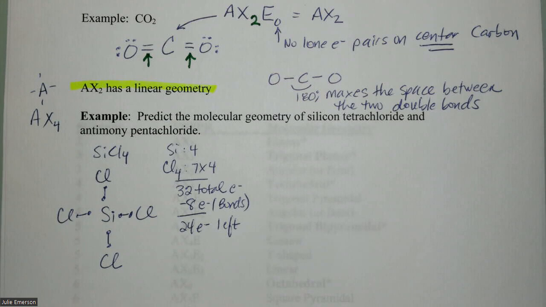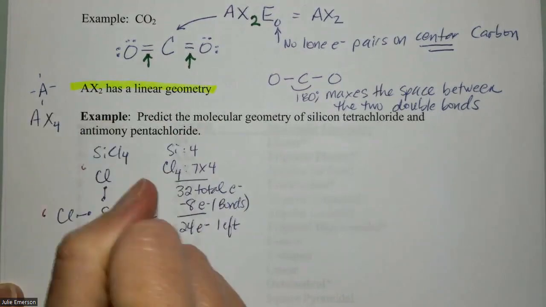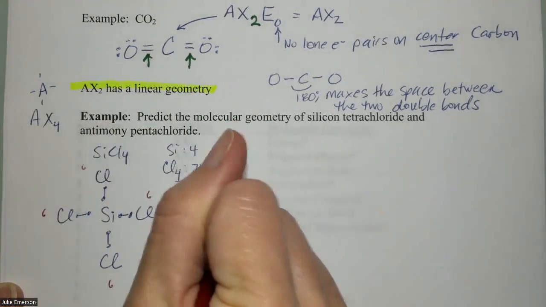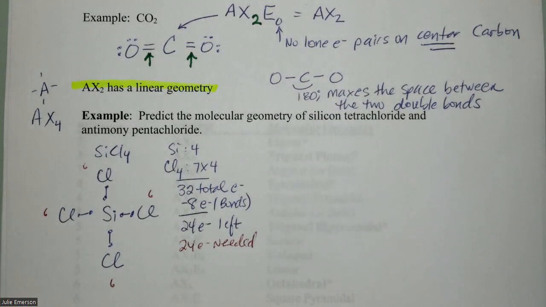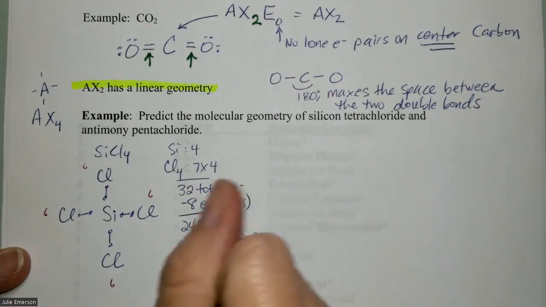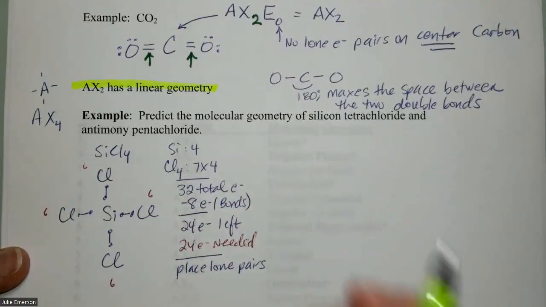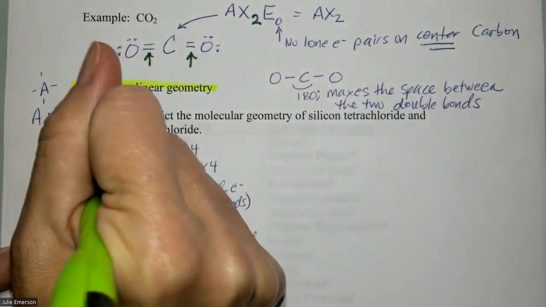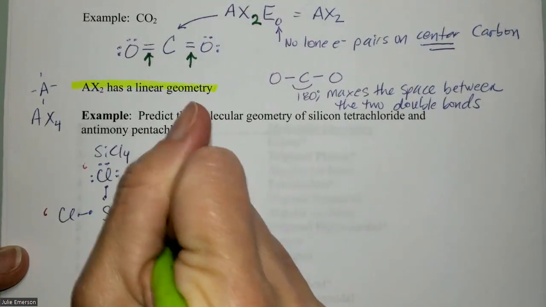Each of those chlorines with only 2 electrons around it so far would each need 6 more. So if I go through and say each of those chlorines needs 6 more, there'd be 6, 6, 6, 6, that would be 24 needed. And then we talked about when the number left and the number needed is the same, this means we've got the correct structure. All we have to do is place the lone pairs. So I would put 3 lone pairs on each of those chlorines to finish out the octet.